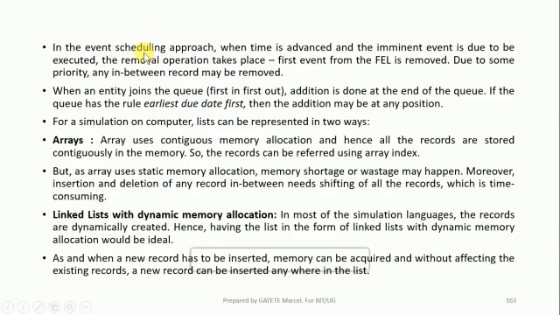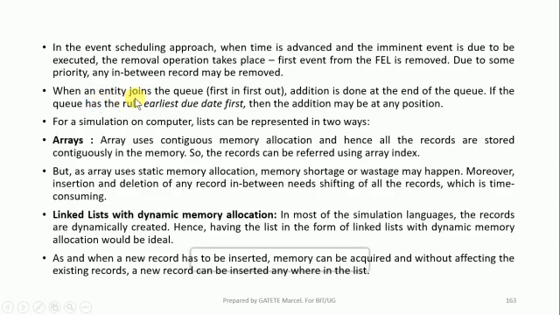So, in the event scheduling approach, when the time is advanced and the imminent event is due to be executed, the removal operation takes place. First, the event from the FEL is removed. When you have the FEL, which contains a list of events which are about to come, when you want to remove an event from the list, you first remove the first one. Or, due to some priority, any record in between may be removed. According to the priority, you can also remove some record in between.